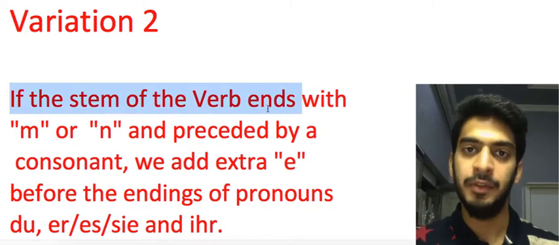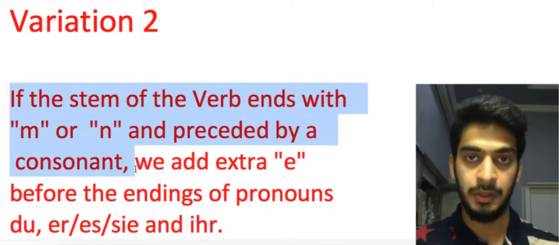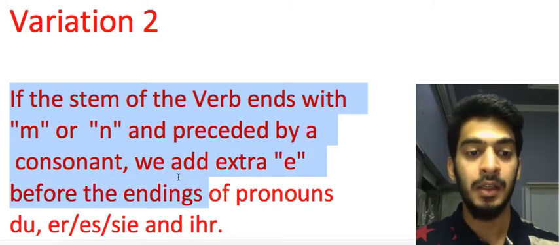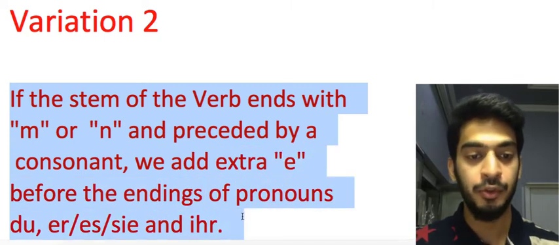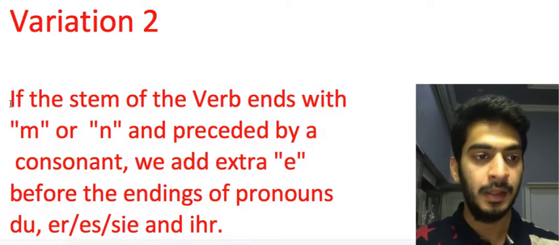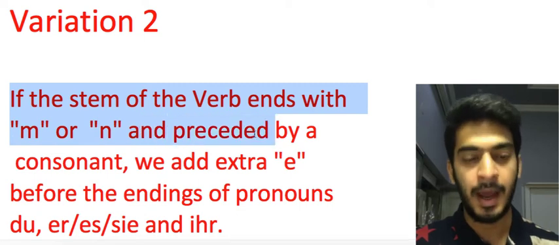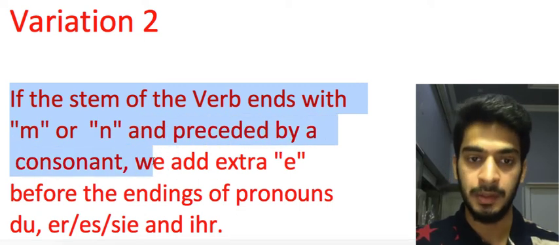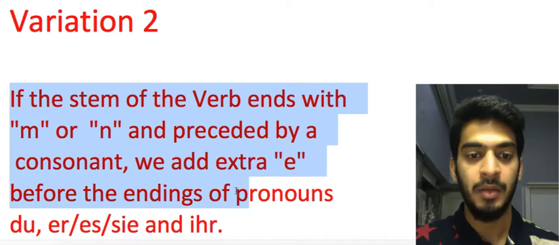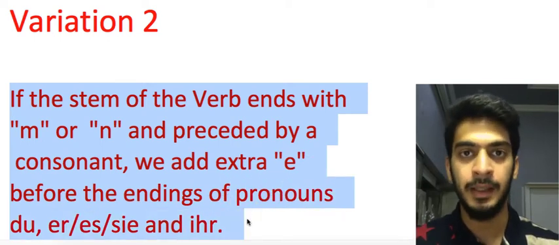If the stem of the verb ends with M or N and preceded by a consonant, we add extra E before the endings of pronouns du, er/es/sie and ihr. I'm repeating this. If the stem of the verb ends with M or N and preceded by a consonant, we add extra E before the endings of pronouns du, er/es/sie and ihr.